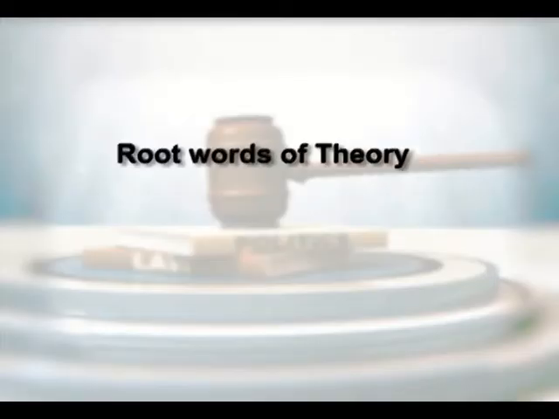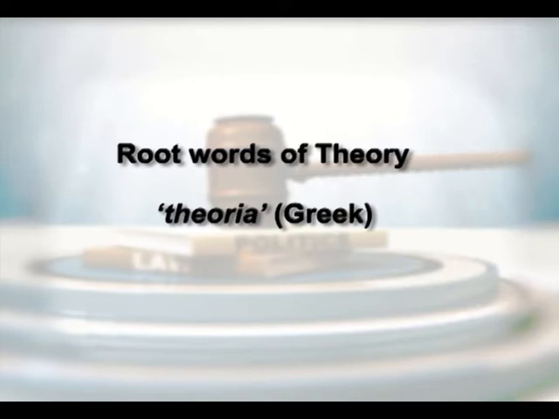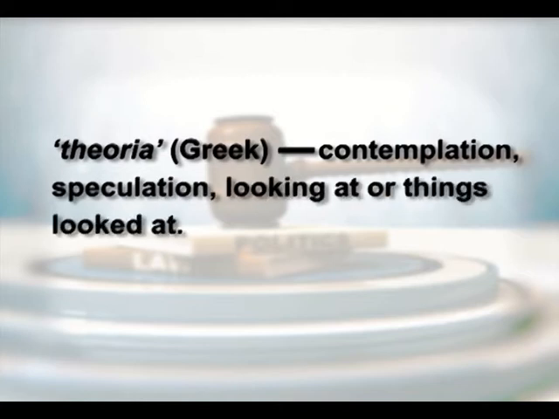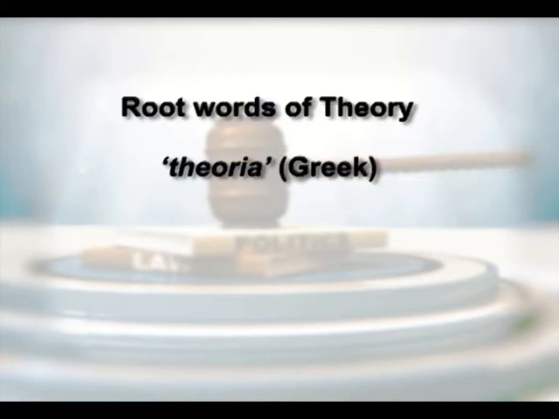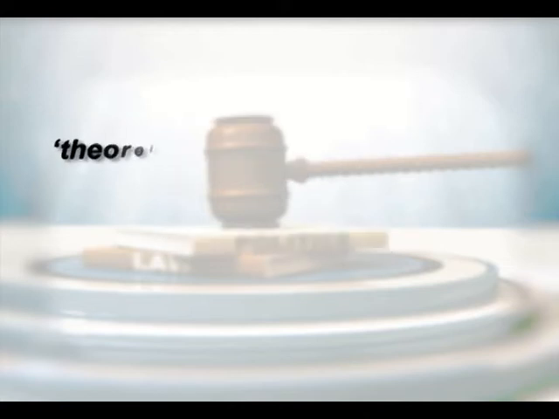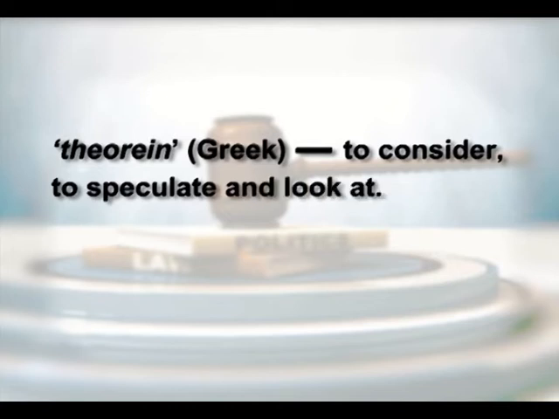The word theory in English since the middle of the 17th century, 1630s to be exact, was derived from two Greek words. The first word is theoria. Theoria meant contemplation, speculation, looking at, or things looked at. And theorein, meaning to consider, to speculate, and look at. In that sense, theoria was a noun and theorein is some kind of a verb.